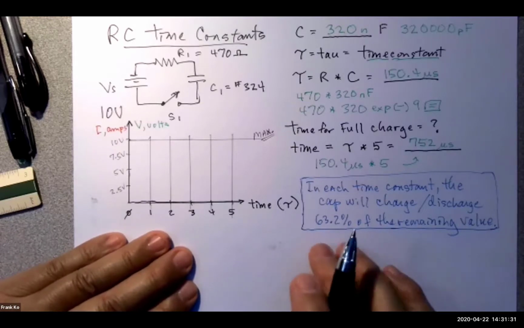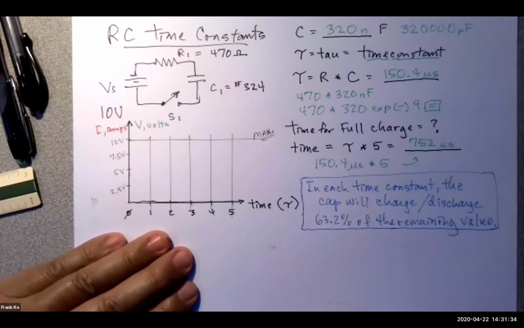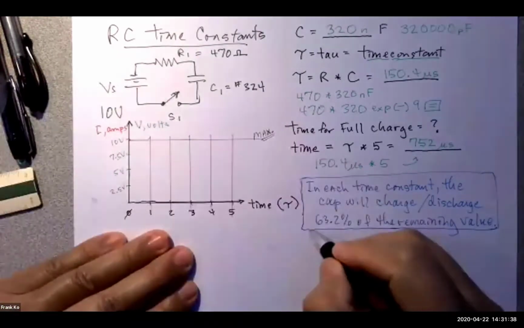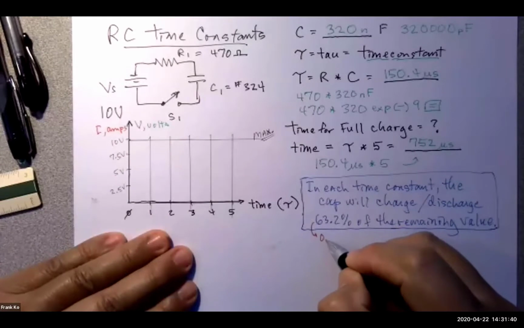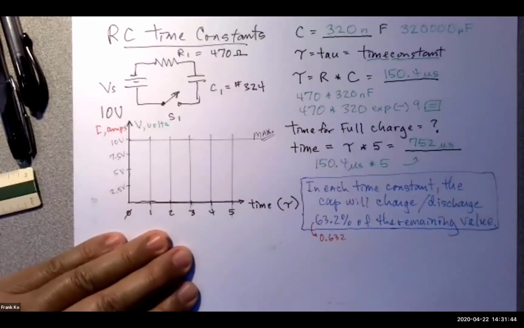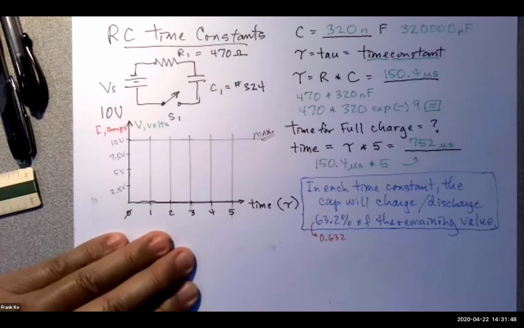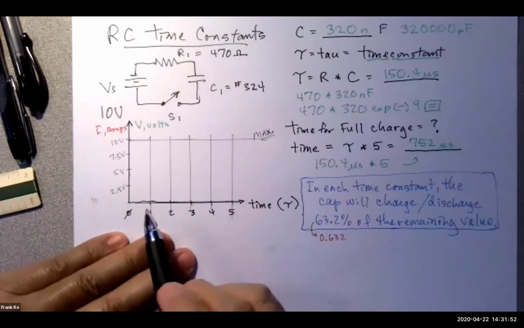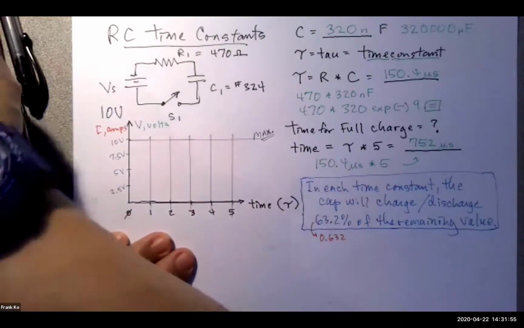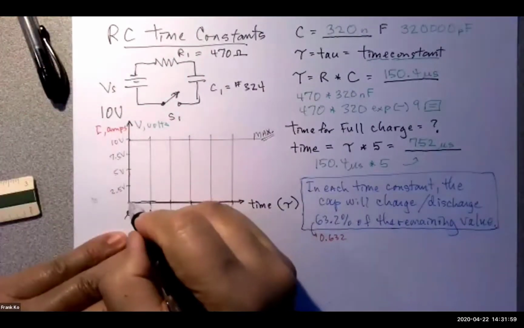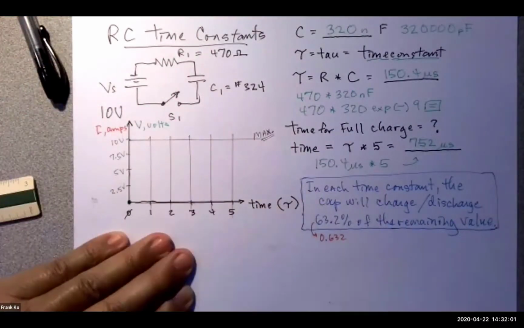63.2%. What is 63.2% as a decimal? Isn't 63.2% as a decimal going to be 0.632? Is that right, everybody? Okay, so here we go. We're going to determine initially our voltage is going to be here. It's in green. There's my green dot.